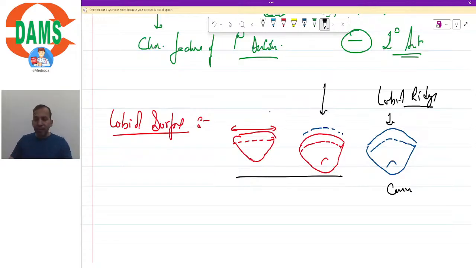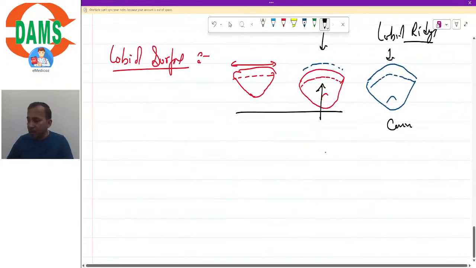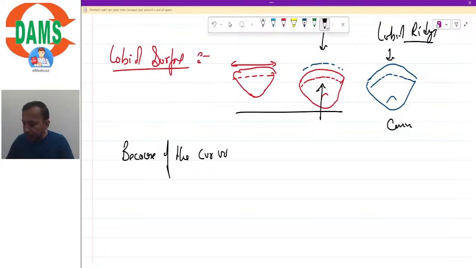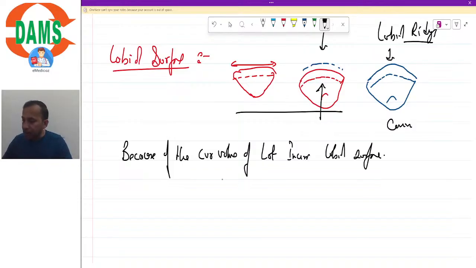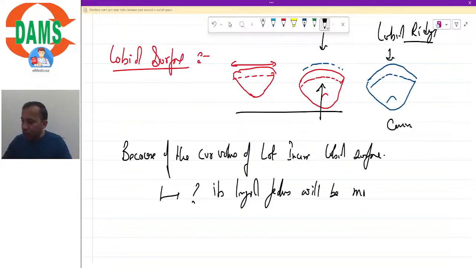So if I ask you, because of this curvature of the lateral incisor labial surface, do you think its lingual features will be more pronounced as compared to the central incisor? Do you think its lingual features would be more pronounced as compared to the central incisor?